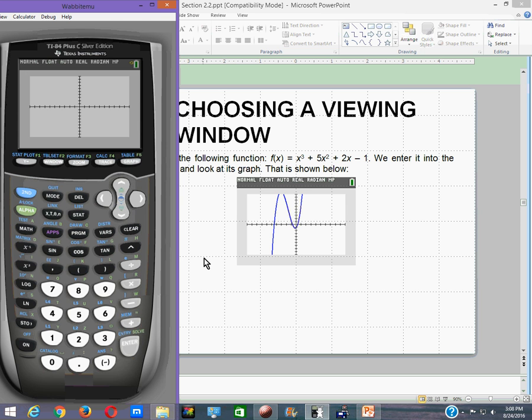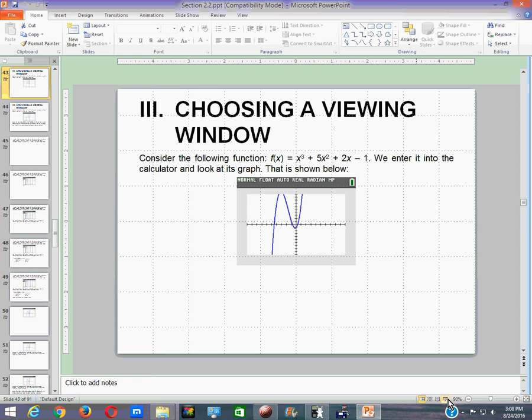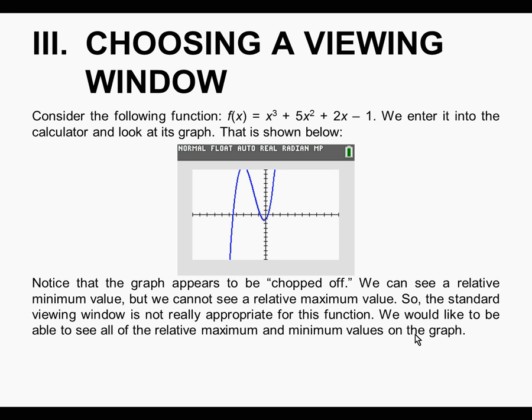So again, this is the standard viewing window, and my relative maximum, I know there's got to be one there because it's going up and then coming back down. I don't see what it is though. I can kind of read off the relative min. So again, our graph is chopped off. So the standard viewing window is just not good enough. Because remember, we would like to see those hills and valleys.